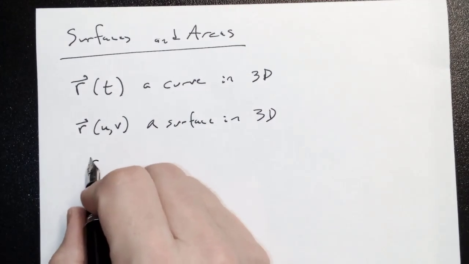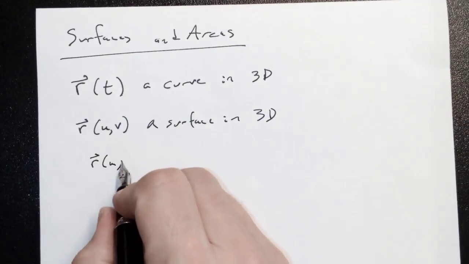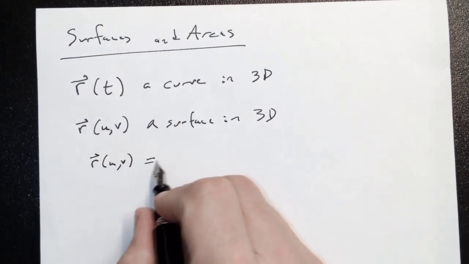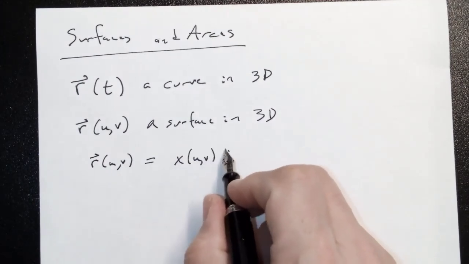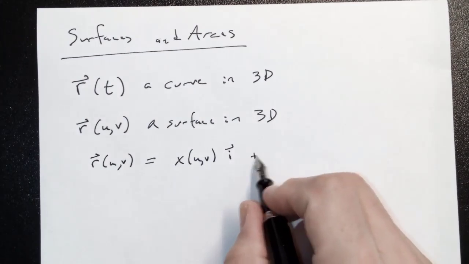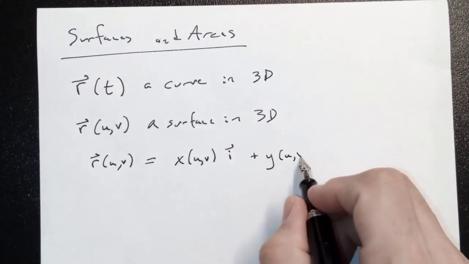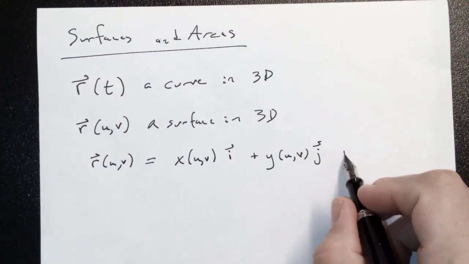But what does that mean? Well, that means that R of U, V has to be a 3-dimensional vector of two-variable functions.